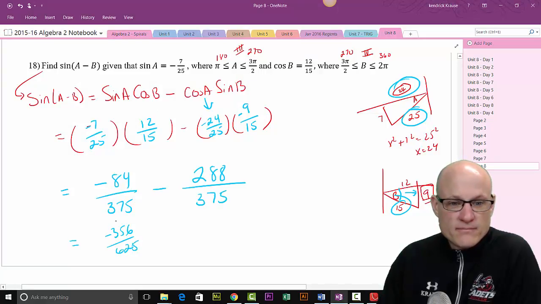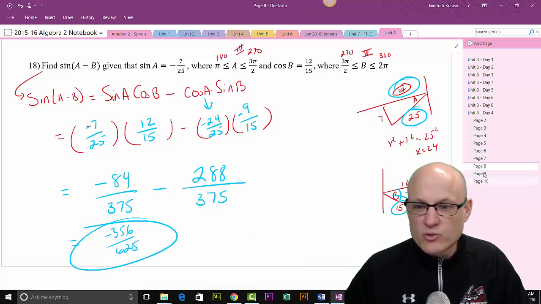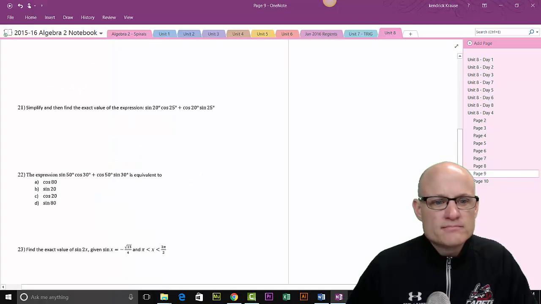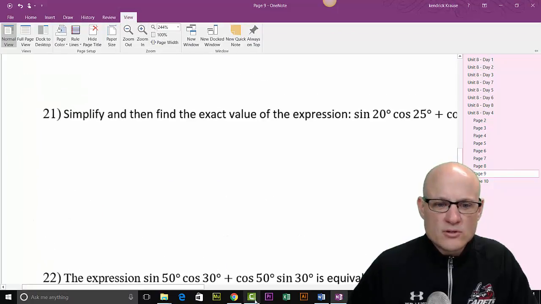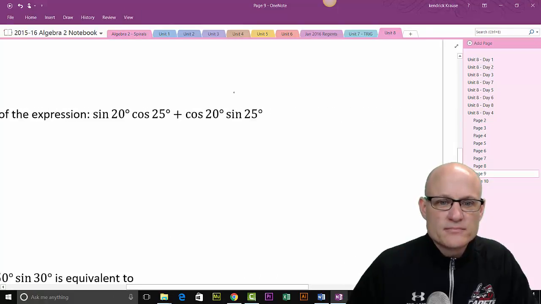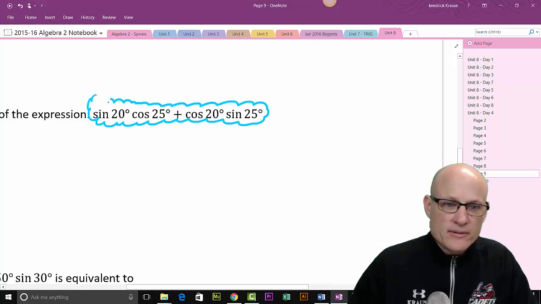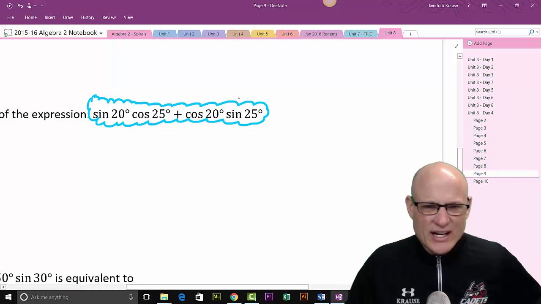Yay! We're almost done, kids. What do we got? Oh, one problem left. Number 21. Okay, so simplify, then find the exact value of this. Well, none of these are angles I like. I don't like any of these angles. None of them. Don't make any sense to me. But that thing looks familiar. You got a sine, cosine, cosine, sine. I think I've done something like that.